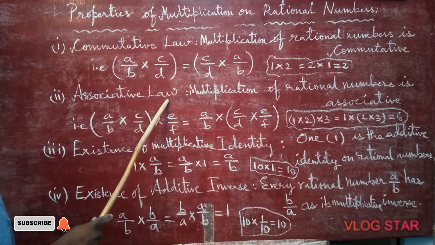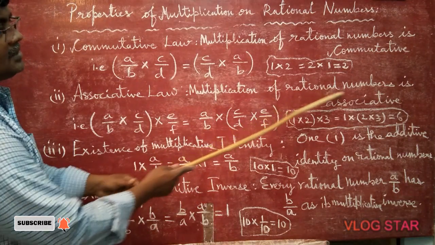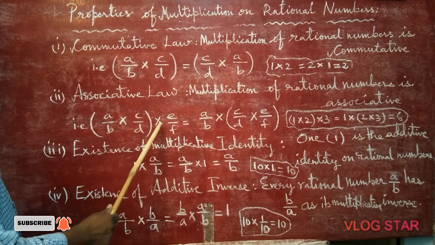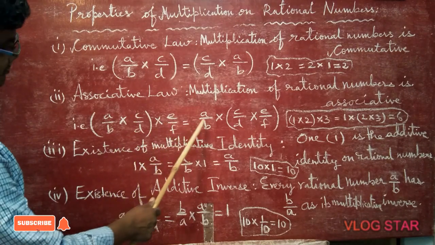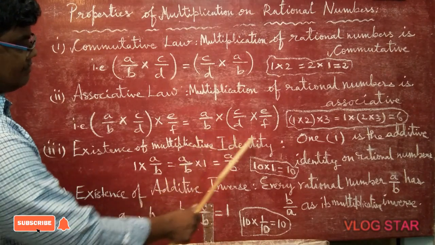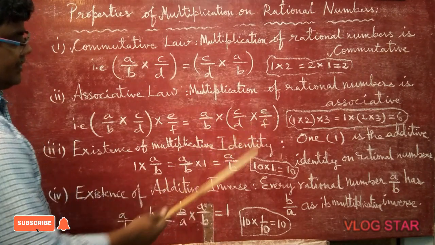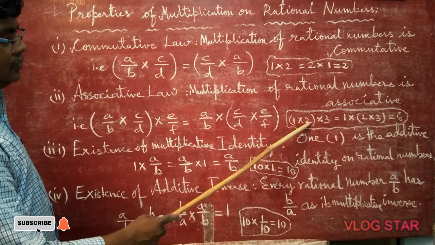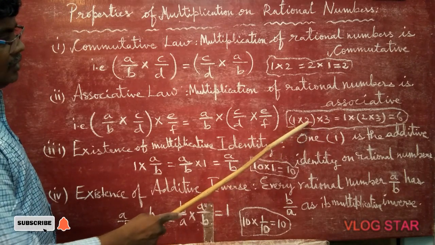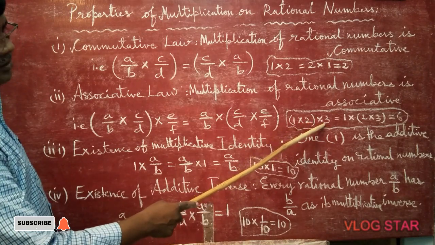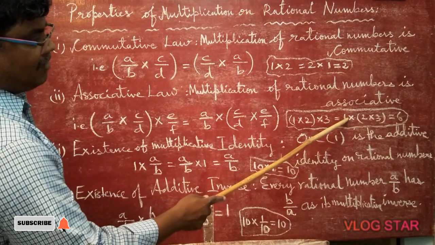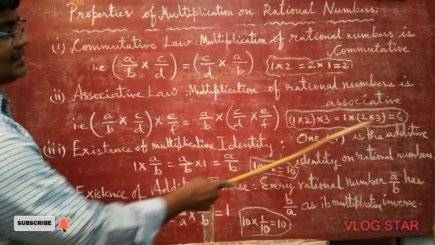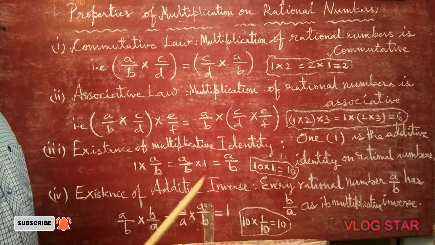Next, associative law. Multiplication of rational numbers is associative. A by B into C by D, in one bracket, into E by F is equal to A by B into C by D into E by F, this time in one bracket. If you multiply like this also, the same answer comes. Example: 1 into 2 into 3. 1 2s are 2, 2 3s are 6, we got 6. This time we are keeping the bracket on 2 into 3: 2 3s are 6, 6 1s are 6. Same answer. Understood, I think.